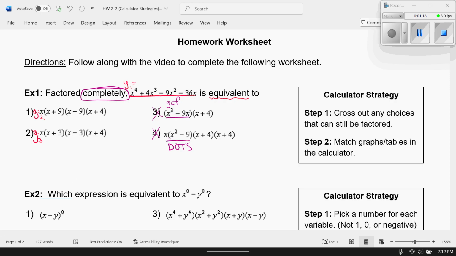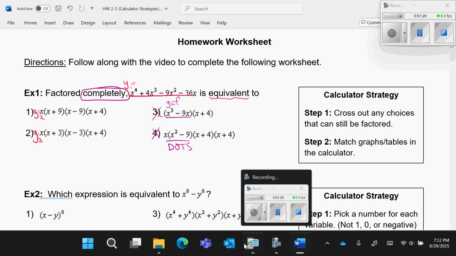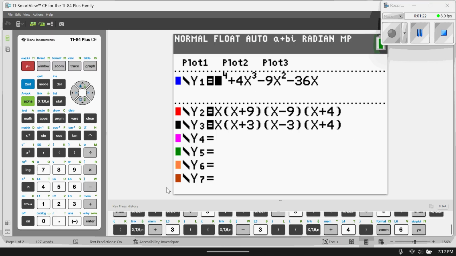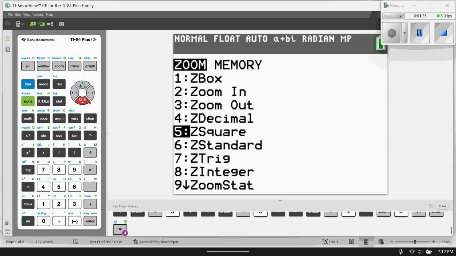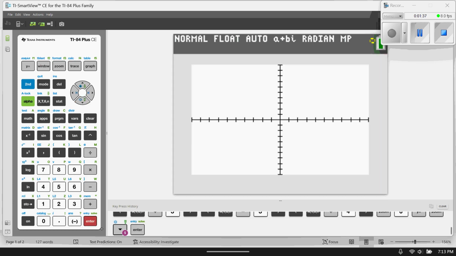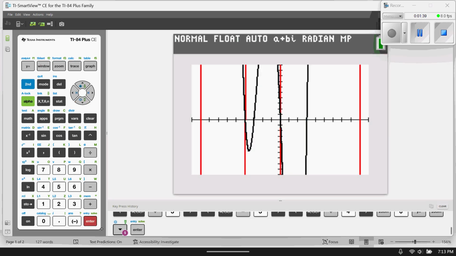I suggest that you take the time to plug this in to make sure that you know how to do it. I already have all of them in. So y1 is my question, y2 and y3 are my remaining answer choices. You're going to go to the graph and hit zoom 6 to get a normal window. And you'll see that the blue and the black overlapped.